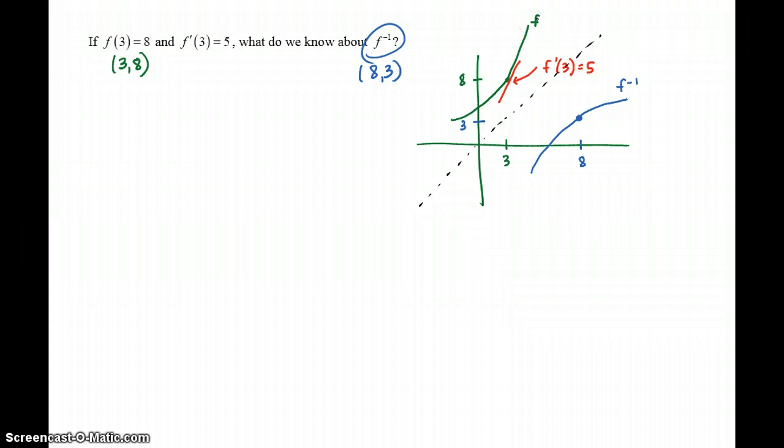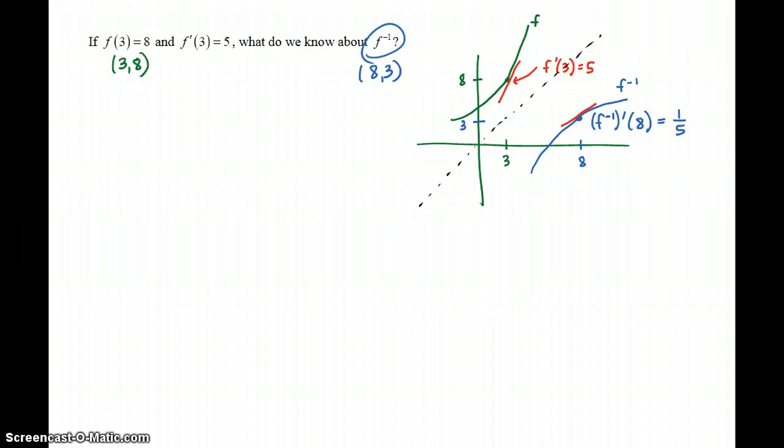Okay. And so if the slope at 3 for f is 5, then I can conclude that at 8, the slope there must be the reciprocal of the slope at 3 for the function f. So that slope must be 1/5. You can draw that right there.